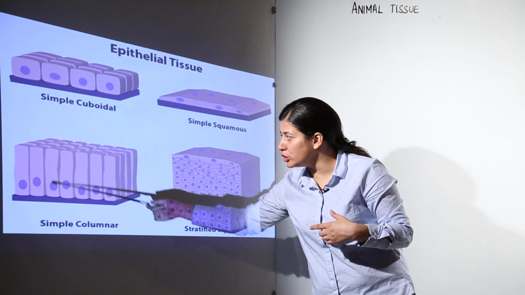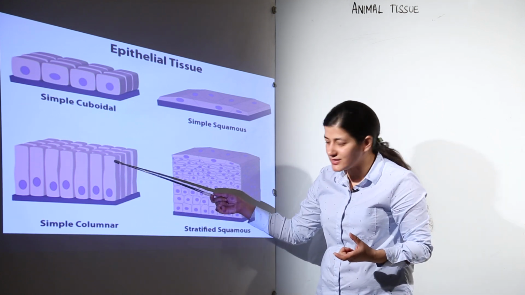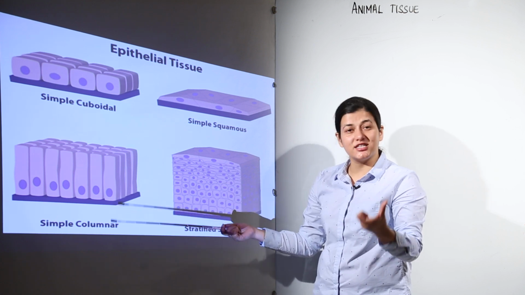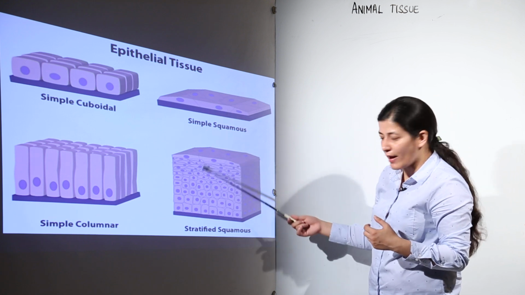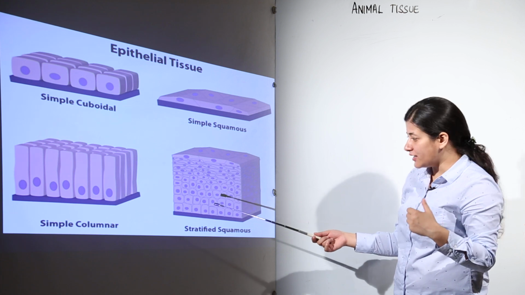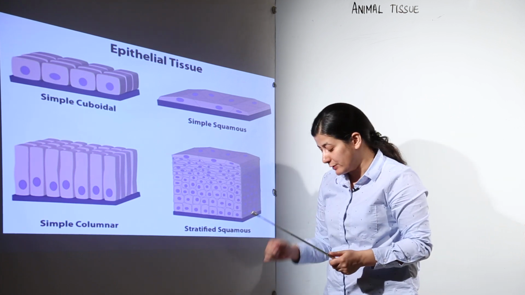Then we have simple columnar, column-shaped cells. They were cylindrical cells, they could be ciliated or non-ciliated, the columnar cells which were present in the digestive tract. And then we had the stratified squamous epithelium. The cells were squamous only, but there were many layers. They could be keratinized or non-keratinized, and that was stratified squamous, which is present in your skin.